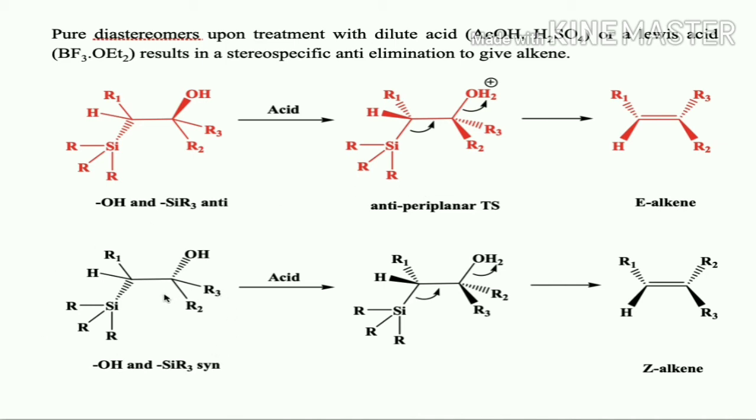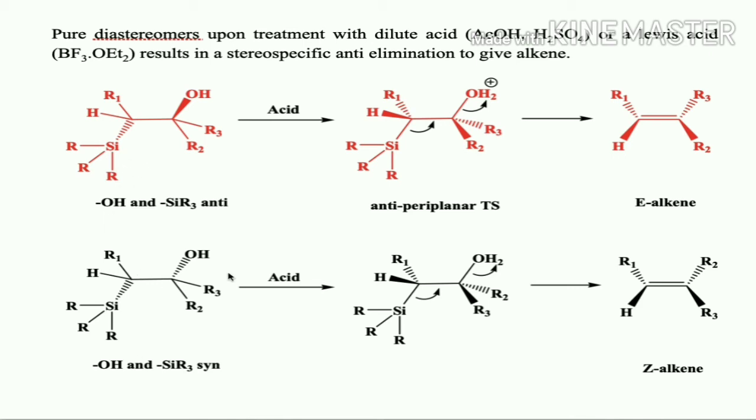Suppose I take the syn diastereomer. We got two different diastereomers. I treated one diastereomer and got E-alkene. So what happens if I take the other diastereomer? In the other diastereomer, the silyl group and OH group are on the same side, meaning they are syn to each other. If I treat this syn diastereomer with acid, it also goes through an anti-periplanar transition state, and it is going to give Z-alkene. Since syn is the starting material, we end up with Z-alkene because it is a stereospecific reaction.